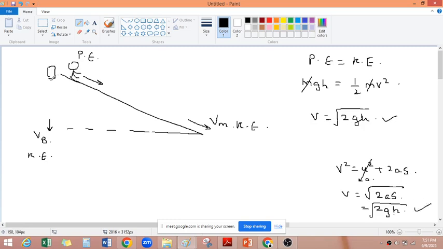Coming back to this topic, right? So this guy will be coming with root 2gh, and this bag will also be falling with the velocity of root 2gh. So you can imagine that the height is the same here, g is the same, which means the velocity will be the same for this and this. So Vb is equal to Vm.